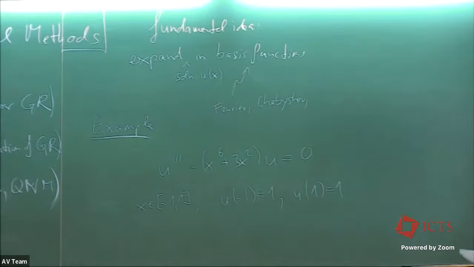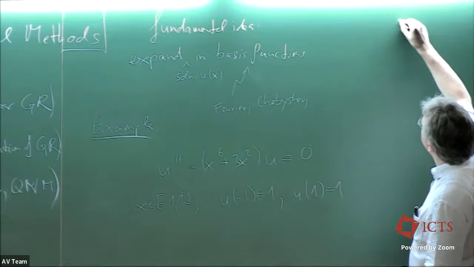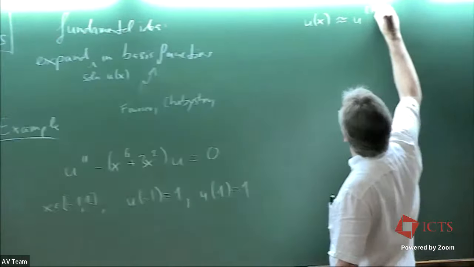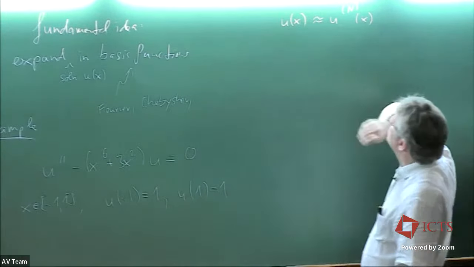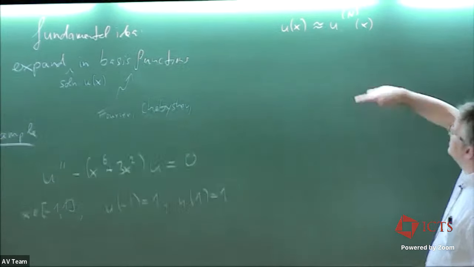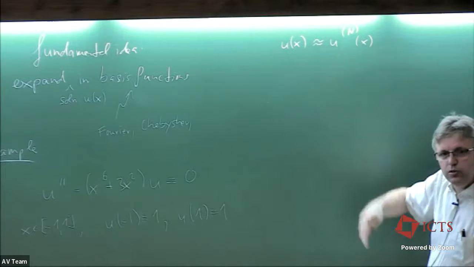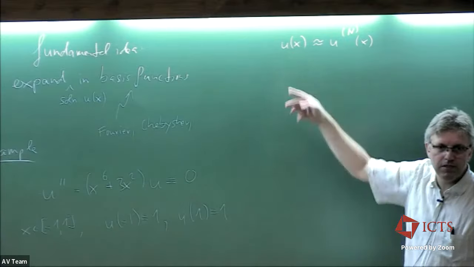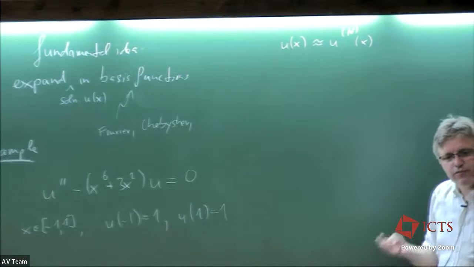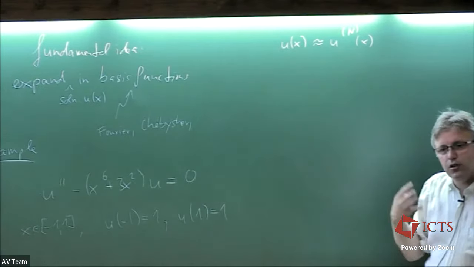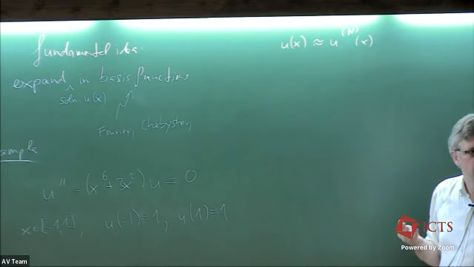And in our spirit of expanding in basis functions, we're taking our solution u of x, and we are approximating it by a function u_N of x. And I'm using, hopefully fairly consistently, the subscript upper N for a numerical solution, which is only going to approximate the actual true solution. Because anytime you do numerics, you have to cut down from an infinite number of degrees of freedom in an arbitrary function to a finite number of degrees of freedom that your computer can handle.